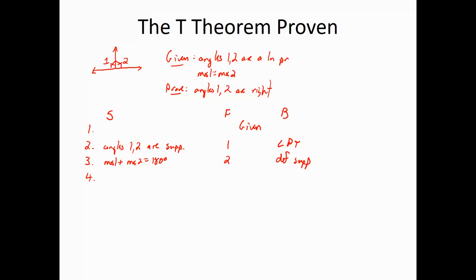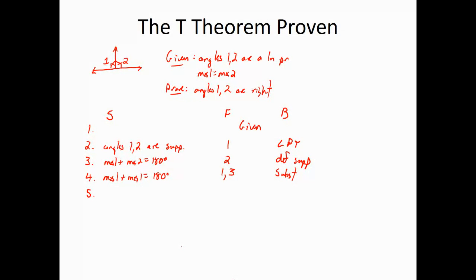So that allows us to do a substitution. Where we see the measure of 2 on line number 3, we can replace that with angle 1. So line number 3 then becomes this: the measure of 1 plus the measure of 1 is 180 degrees. That follows from the equality in the given, which we used to substitute into line number 3. So that's SUBST for substitution.